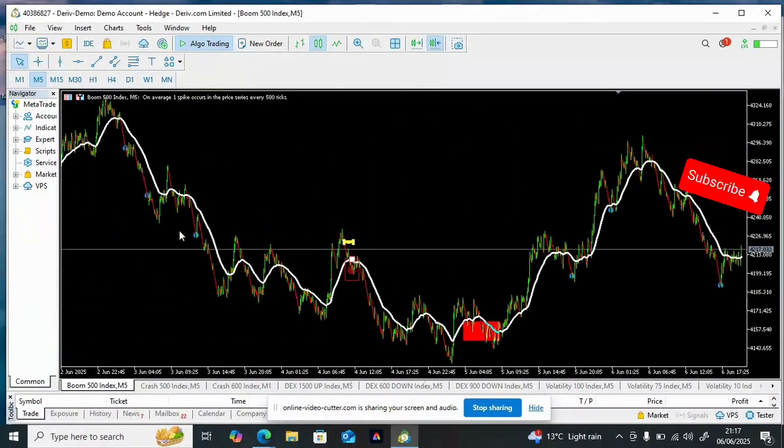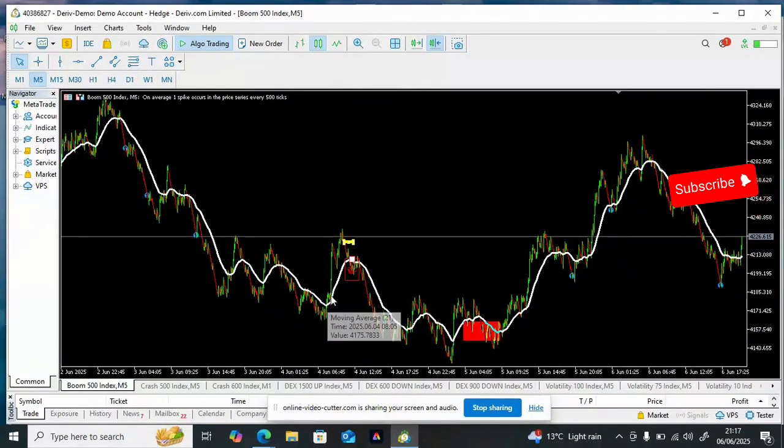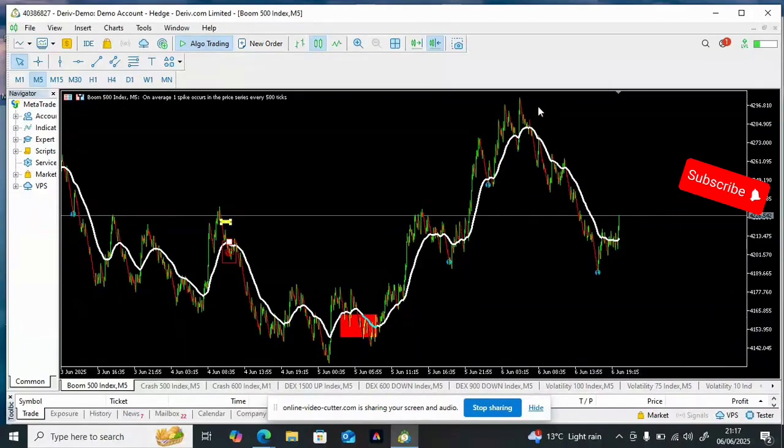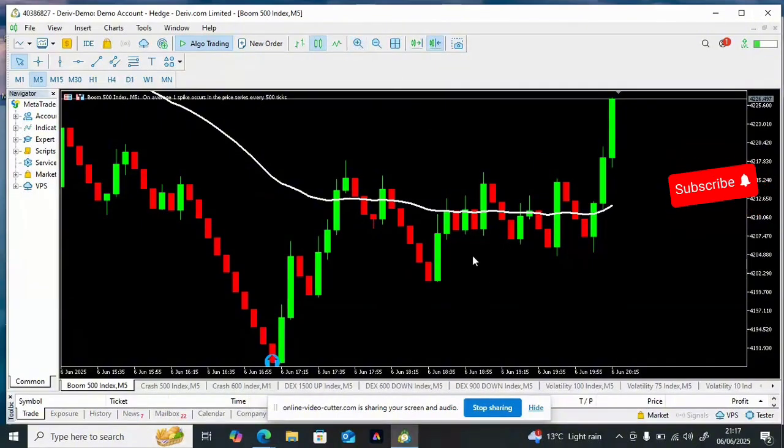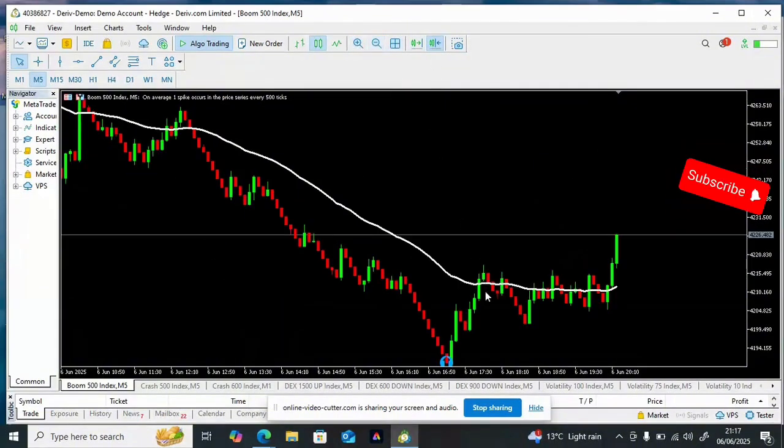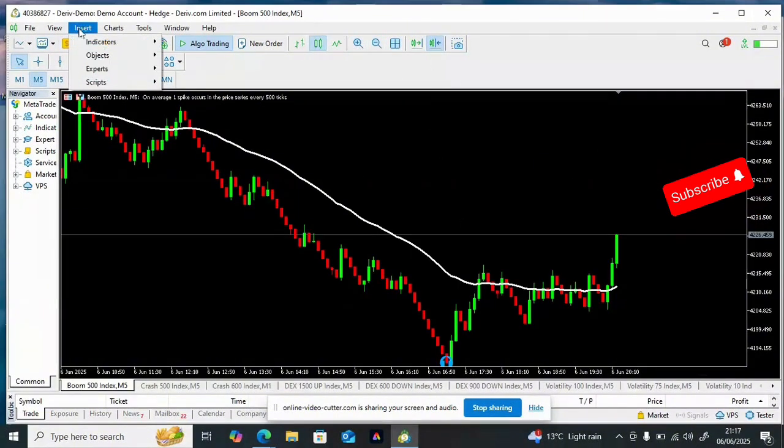Why? Because if you see at this point, the moving average started to curl down, but all this while it was always shooting up, okay? Now we got the crossover. Now we have the crossover on M5. We got good spikes on M5.